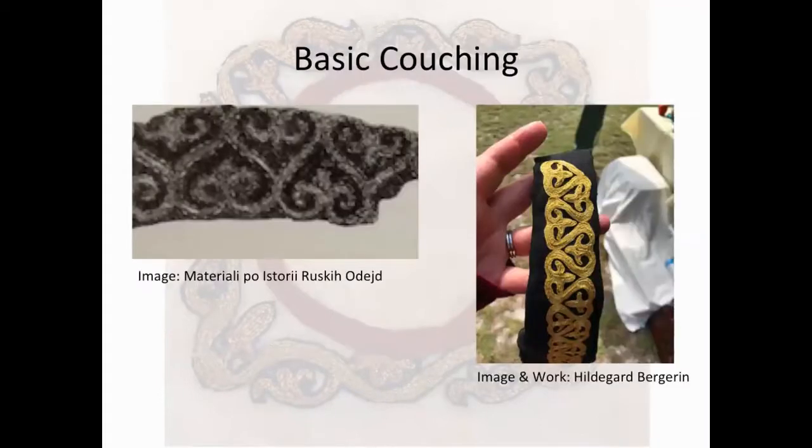This is something that I've done with basic couching. The image on the left is an extant piece of embroidery from, I believe it was 9th century northwestern Russia. On the right, you can see I've couched it down in gold, several strands of gold over time, and that's now the sleeve cuffs on my favorite coat. This was one of my first couching projects, so there was a lot of learning involved.